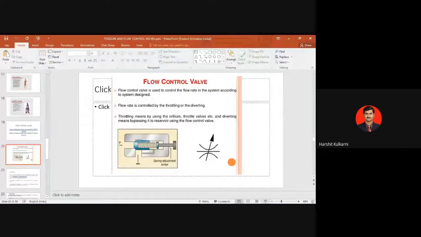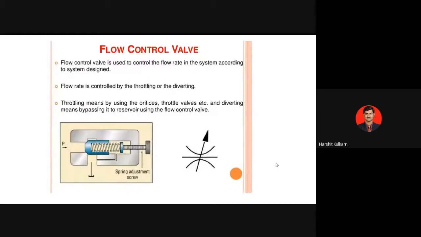I just tick the attendance. Yes. Now again, let's go back to the PPT and we'll start the flow control valves. Are you able to see the PPT? Yes, sir. Okay.